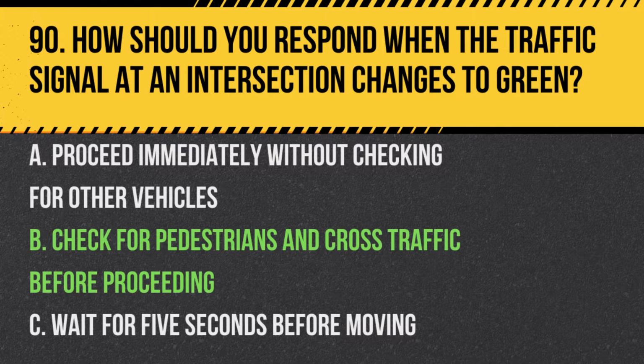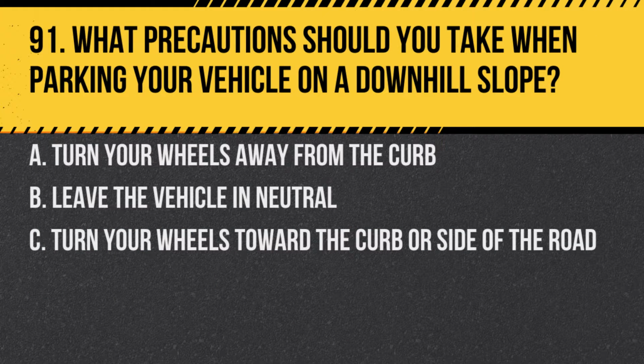Answer: B. Check for pedestrians and cross traffic before proceeding. Even when the light turns green, it's important to look for pedestrians and make sure cross traffic has stopped before proceeding. Question 91. What precautions should you take when parking your vehicle on a downhill slope?